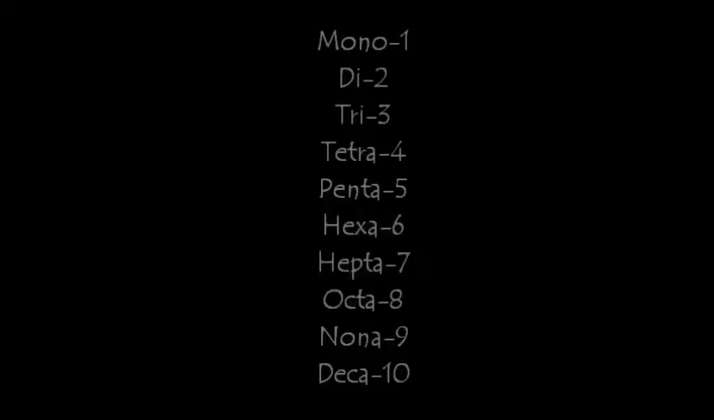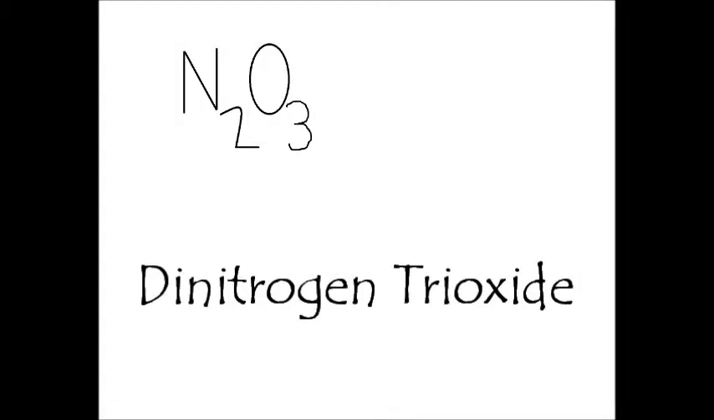How do you name a chemical bond? You need to remember the prefixes. Those are these. If it's covalent or ionic. Let's say you have the covalent bond. This would be dinitrogen trioxide because there are 2 nitrogen atoms and 3 oxygens.